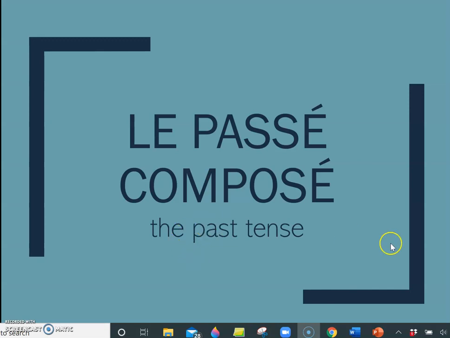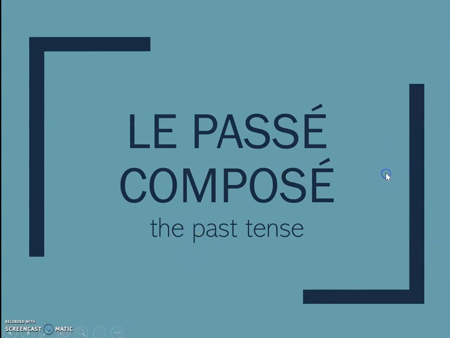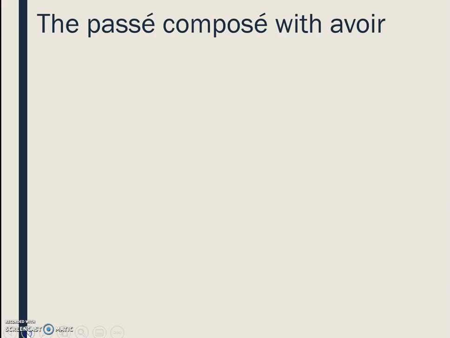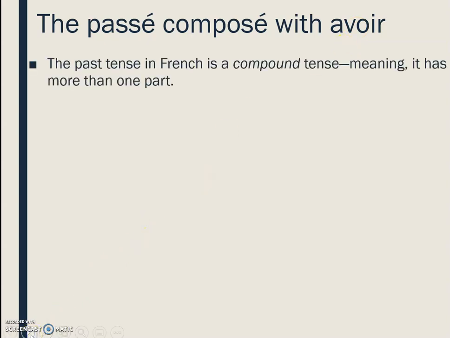First, we're going to talk about how to form le passé composé. Le passé composé can be formed with both the verbs avoir and être. We are going to start by talking about le passé composé with avoir. Most verbs in French will use avoir in the passé composé. There will be a number of exceptions that use être, and we will learn about those soon.